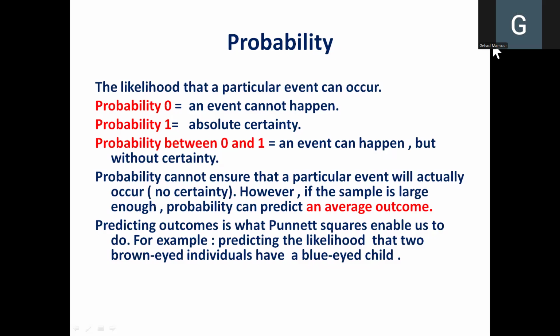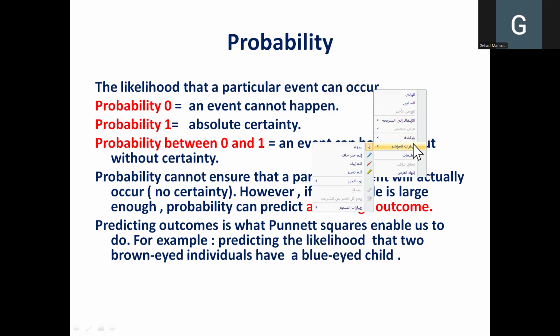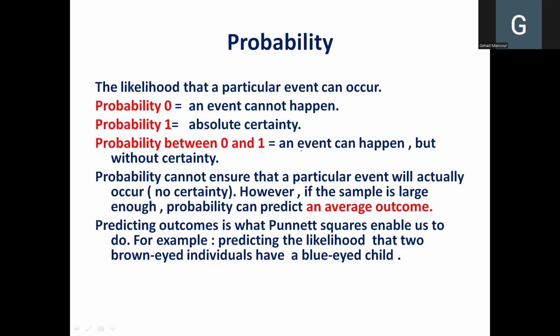Good morning. In the last video, we talked about probability, and we said that probability is the likelihood of occurrence of a particular event, or in other words, how possible the occurrence of an event is. And we said that there are two extremes of probability. The first extreme is probability zero, and probability zero means that an event cannot happen at all.